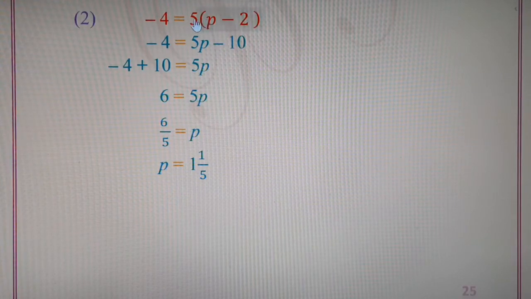So 5 into p and 5 into 2. 5 into p is 5p and 5 into 2 is 10. And between both the terms we copy the minus sign as it is, and minus 4 on the left hand side we copy as it is.